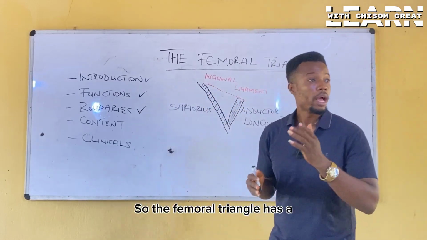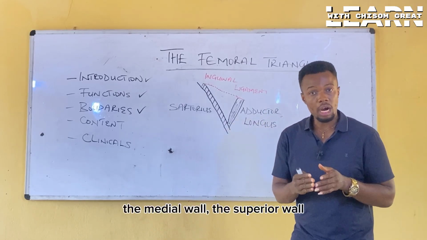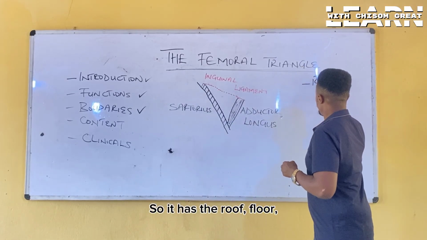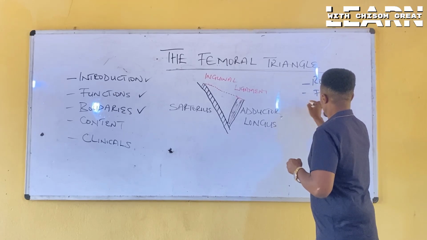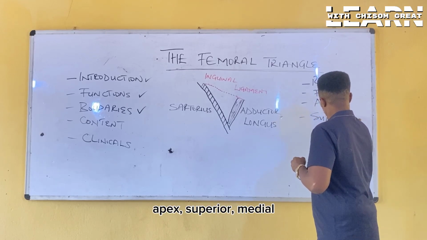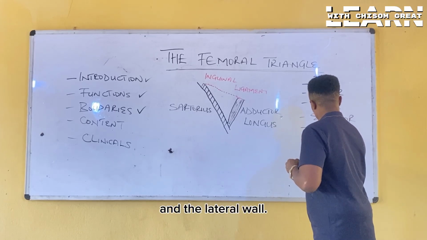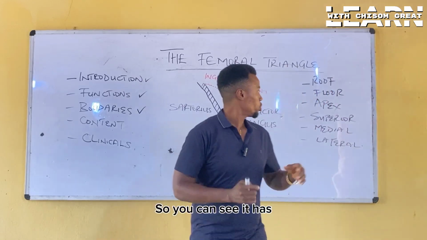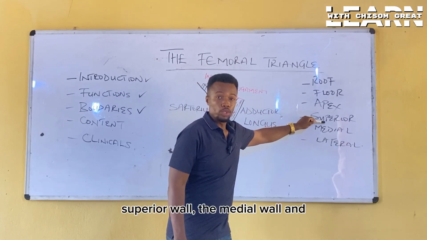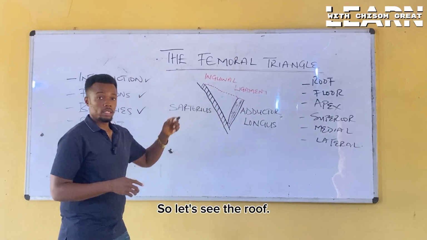So the femoral triangle has a roof, a floor, the lateral wall, the medial wall, the superior wall, and an apex. So it has the roof, floor, apex, superior, medial, and the lateral wall. So you can see it has a roof, a floor, the apex, superior wall, the medial wall, and the lateral wall. So let's see the roof.